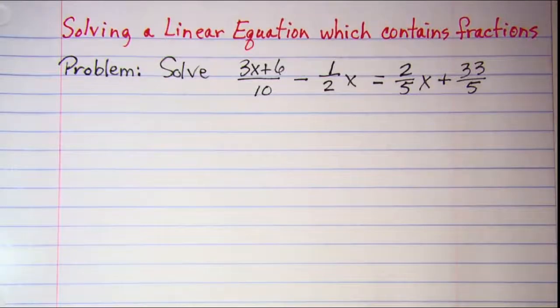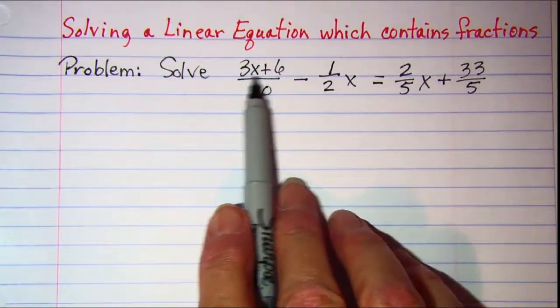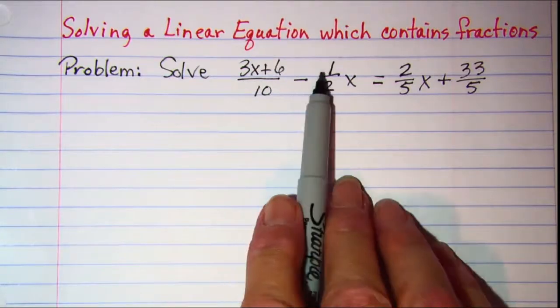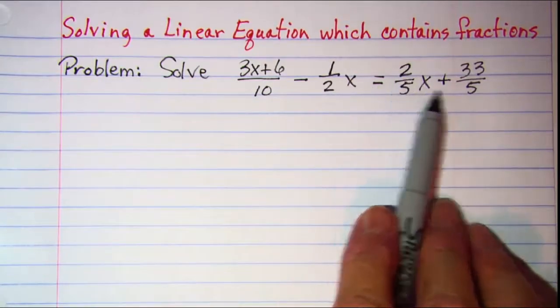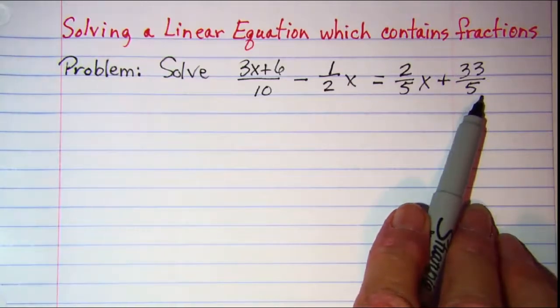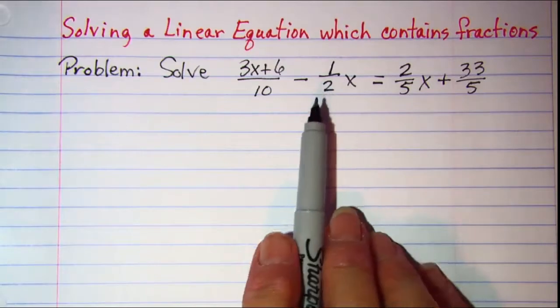In this video, we'll be solving a linear equation which contains fractions. Our problem is to solve the quantity 3x plus 6 divided by 10 minus 1/2 x equals 2/5 x plus 33/5. Now we'll begin by multiplying both sides of this equation by the least common denominator.